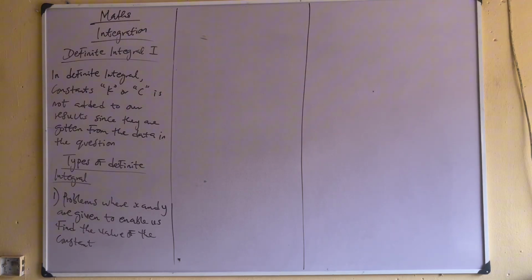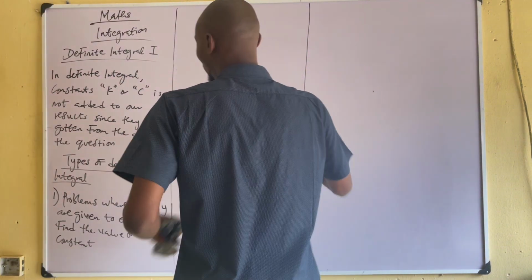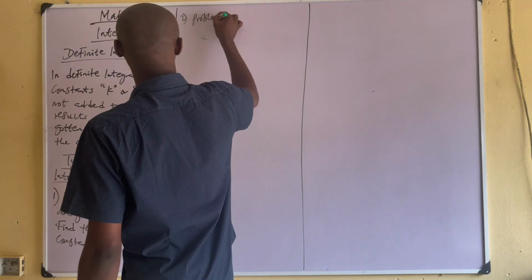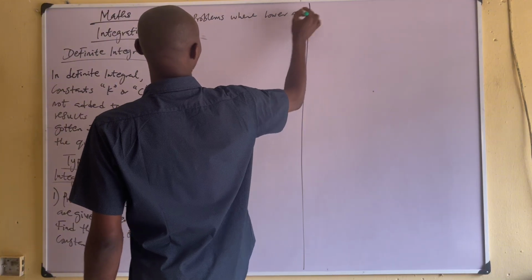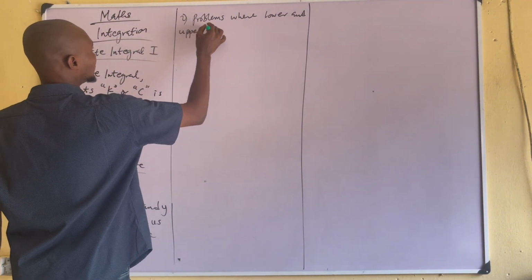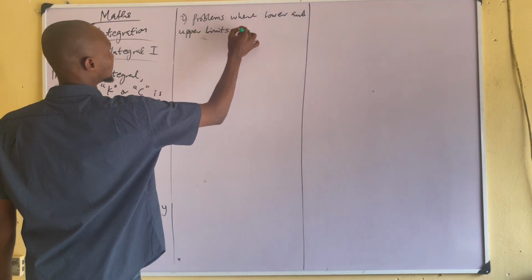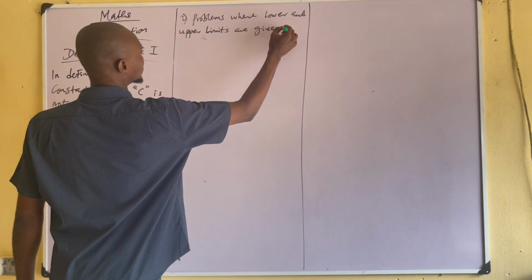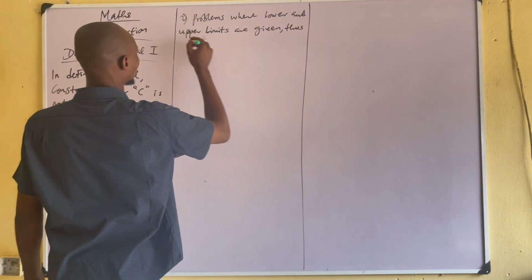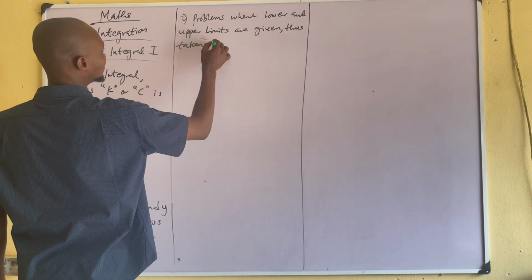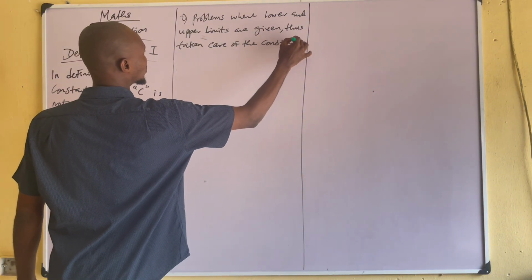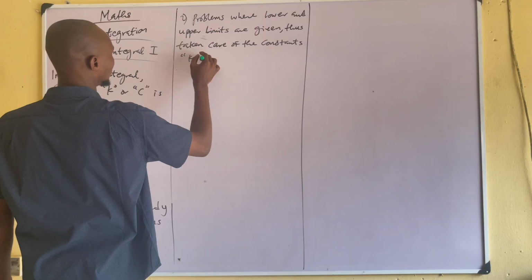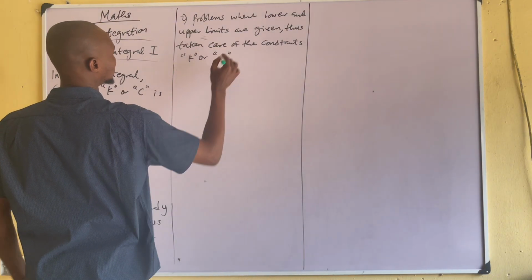Next one is the problem where lower and upper limits are given, thus taking care of the constant k, that is k or c.